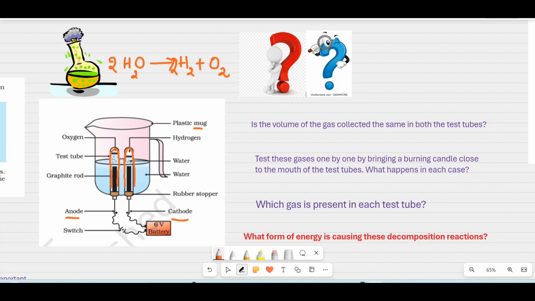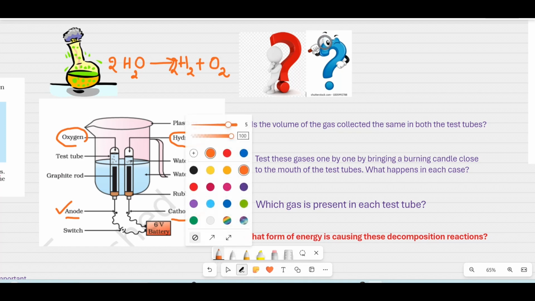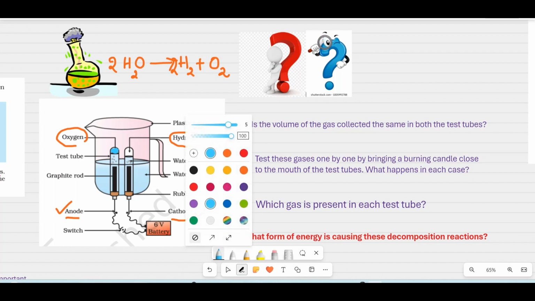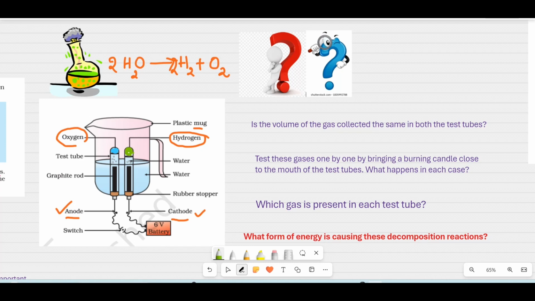So oxygen gas will be liberated on the anode, and hydrogen gas will be liberated on the cathode. Now when you look at these electrodes, as I already told, they are covered with two test tubes. If you watch carefully, you can see that the volume of the gases is different. This blue color one is oxygen gas collected, and I have taken another color for hydrogen gas. So the volumes of the gases are different. Can you tell me why the volumes are different?